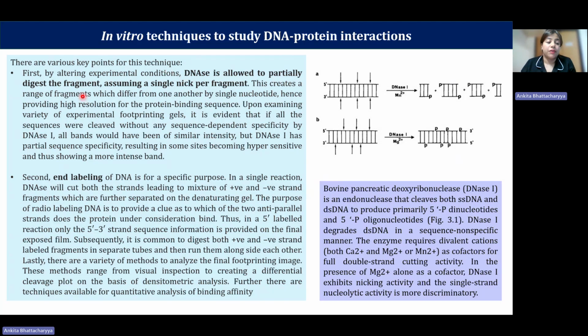Now, upon examining a variety of experimental footprinting gels, it appears that if all sequences are cleaved without any specificity by DNase 1, then you would have the same intensity bands present throughout the lane. But DNase 1 has partial sequence specificity, which means that some sites are hypersensitive and show a more intense band compared to others.